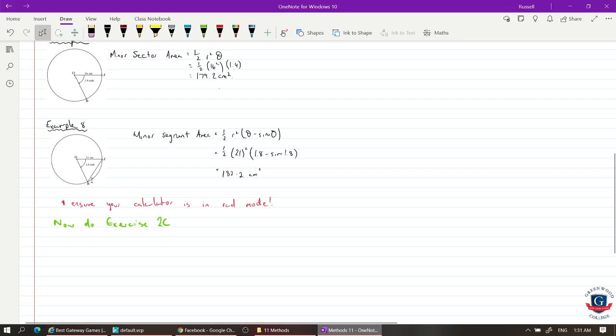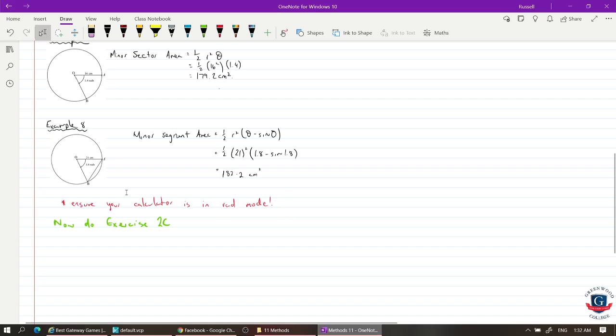If we're looking for the minor segment area, which remember was relatively difficult to do in the last exercise where we worked on minor segment areas, the formula is now quite simple. It's just half r squared, half times 21 squared, brackets 1.8, the angle in radians, take sine of 1.8, whatever that is in your calculator, and you get an answer of 182.2 centimeters squared. That gives you this little area here that we're looking for.